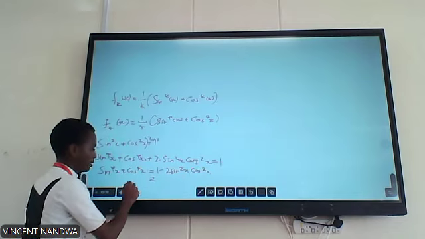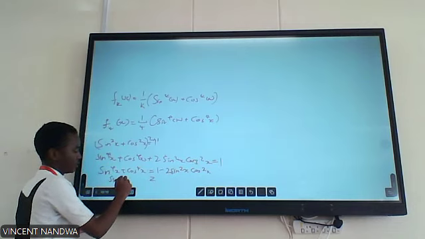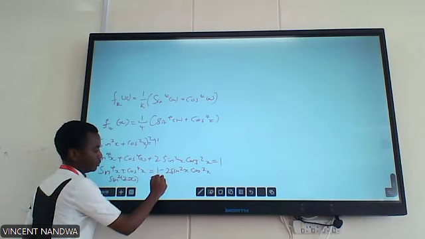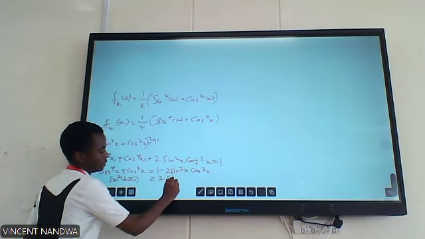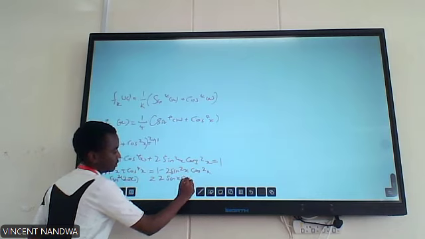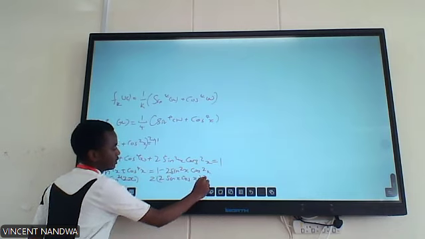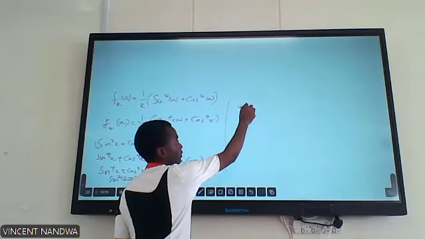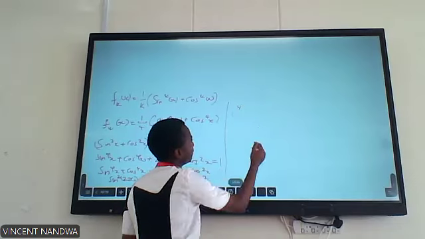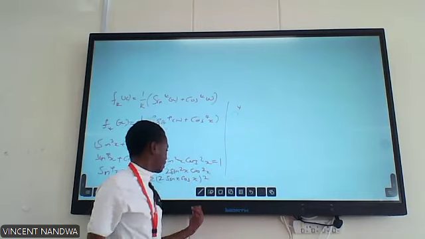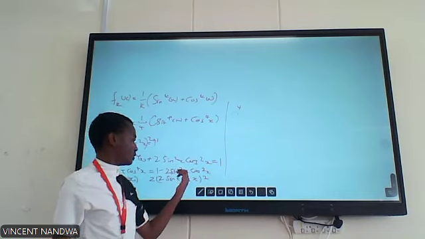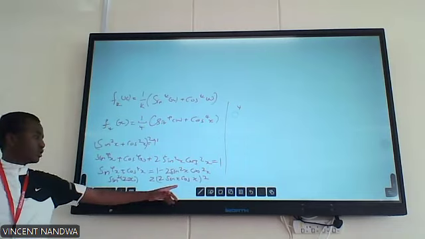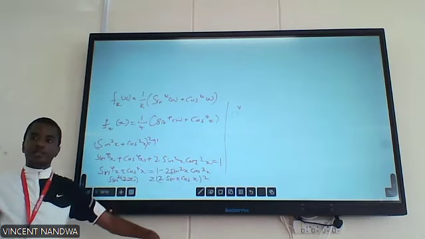So now we have sine 2x squared equals 4 sine x squared cos x squared. So clearly, this is a half cos squared 2x, right?